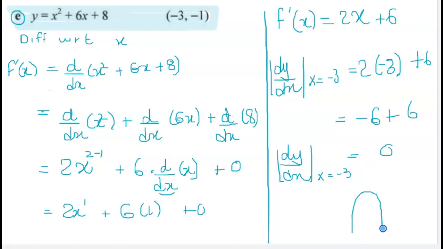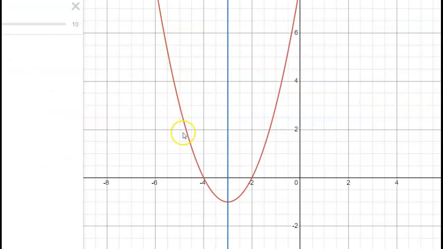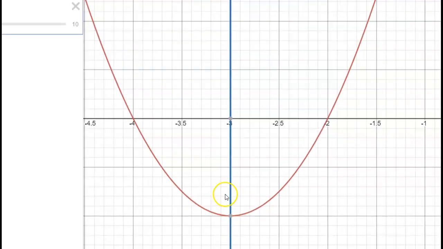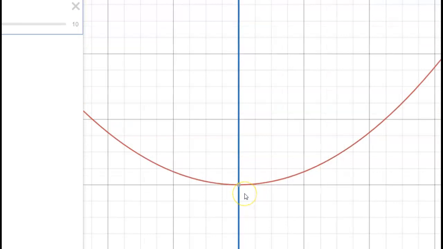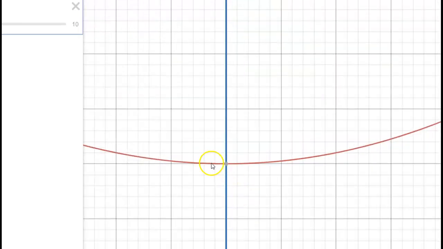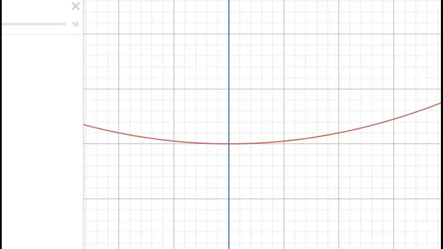If this is the curve, it will be this top point, the very top point. Let's check. This is the curve, x squared plus 6x plus 8. Because it is a turning point, the gradient is 0 when x is -3. This is the point -3, 1. And you can see the gradient is 0, so it's completely flat. It can be either that way, or the other way, depending on the equation of the curve.